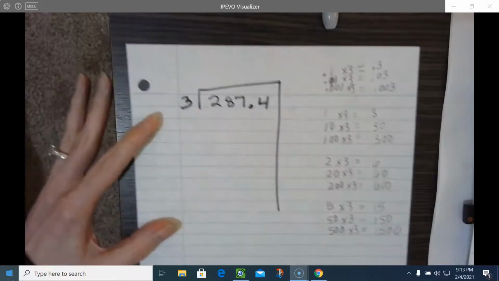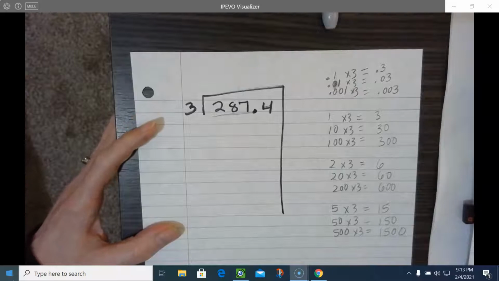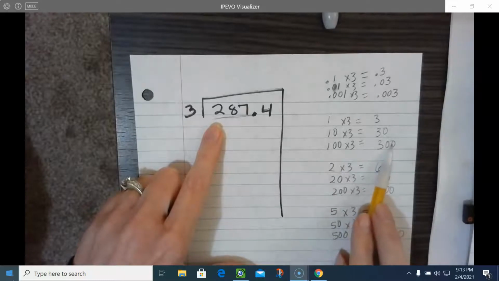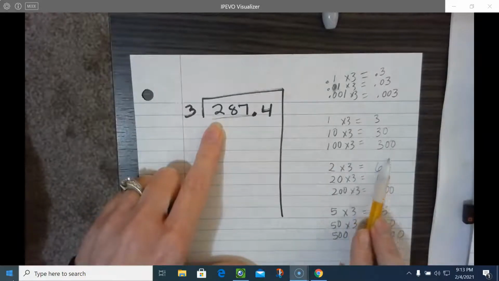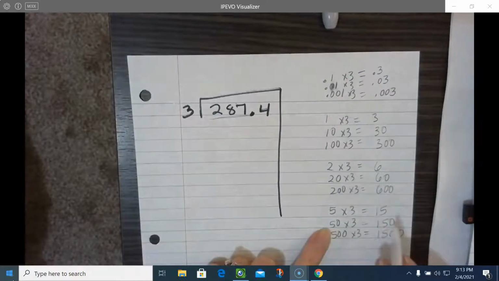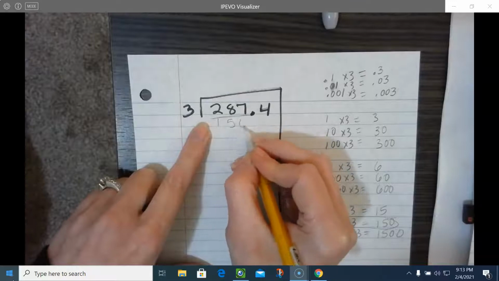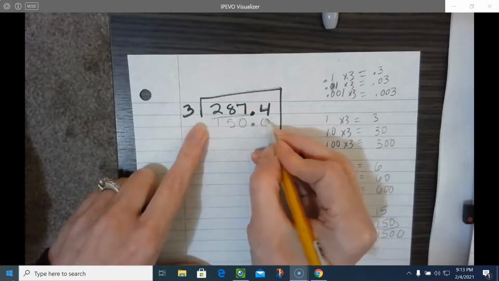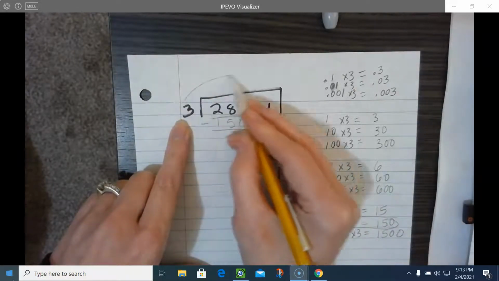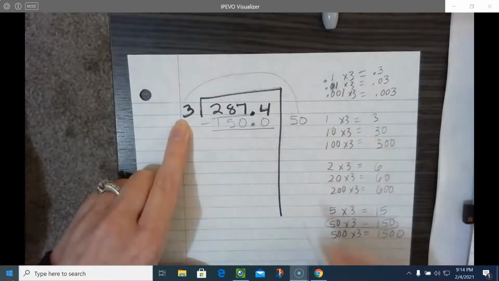All right, let's go ahead and get started. I'm looking for a number that is close but not over 287. As I'm looking here, ooh, this 300 would have been nice, but that's too big. So let me pop down. Oh, here's a 150. I think that's about as close as I can get. So the 150 goes here, and then I do have to have that decimal and a 0, and then I'm going to subtract those. And then what number was it that I multiplied by to get to that? Oh, it was 50. So 50 goes on the outside.